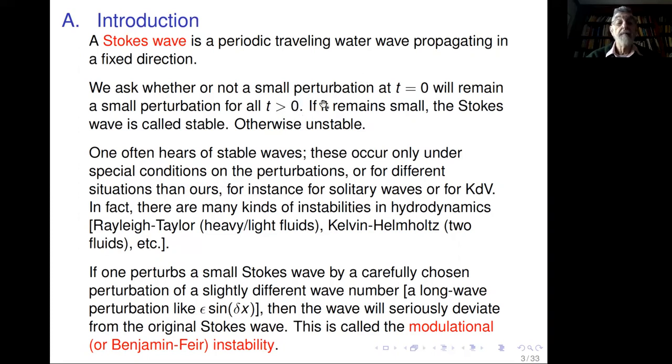It just means that if you take a little perturbation at time 0 and you solve the equations for the water waves, then the question is, does it remain a small perturbation for all time? That would be stable. If it doesn't, it would be unstable. There could be even a rather large time where it diverges from being small. It's not small anymore, and that would be unstable.